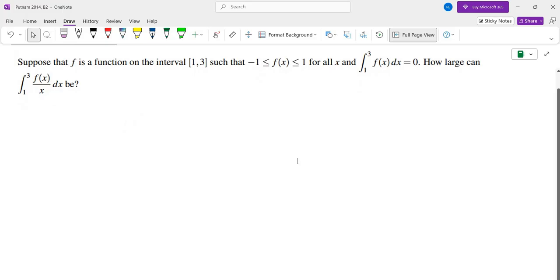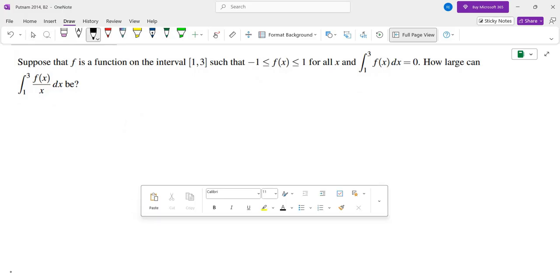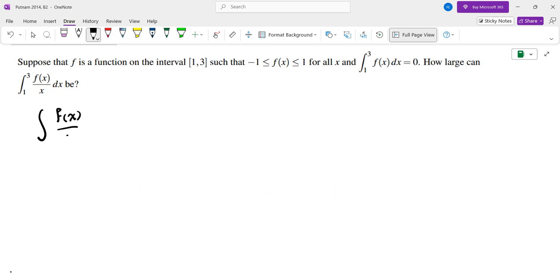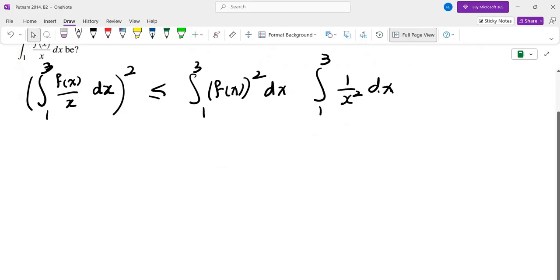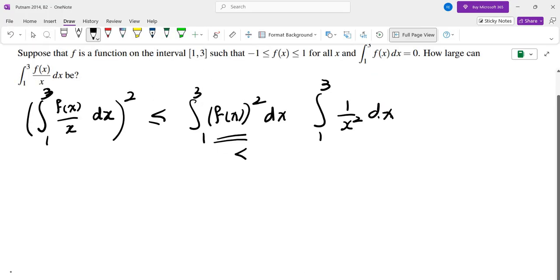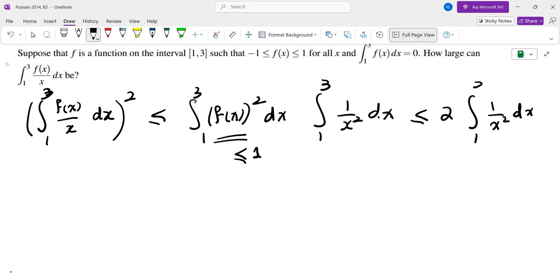Well, the first thing that I thought is maybe I need to use Cauchy-Schwarz inequality. So if you take f of x over x dx from 1 to 3, we can say this squared is less than or equal to integral from 1 to 3 f of x squared dx, and then integral from 1 to 3 1 over x squared. Unfortunately, this was not very promising. You can replace this by 1, and you can say this is less than or equal to 2. That's the integral from 1 to 3 of 1, and then integral 1 over x squared dx 1 to 3.